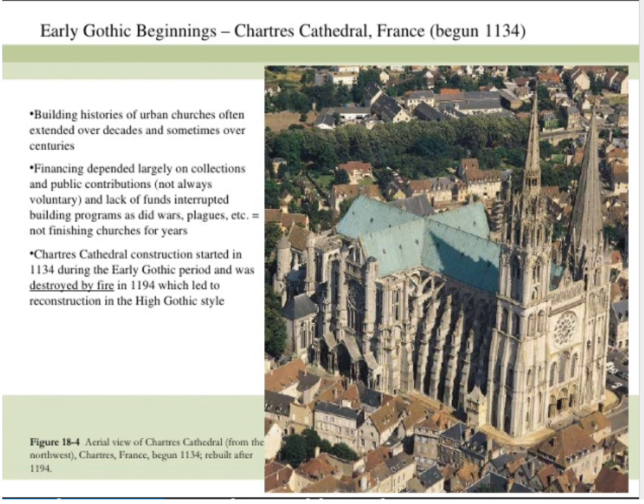In the beginning, in the early Gothic, we see large cathedrals like the cathedral at Chartres. Building histories of urban churches often extended over decades and sometimes over centuries, and that's because funding runs out. Fire is a real problem for the churches, either from incoming groups who are trying to take over, or just because fires seem to naturally be a cause of destruction in the medieval times.